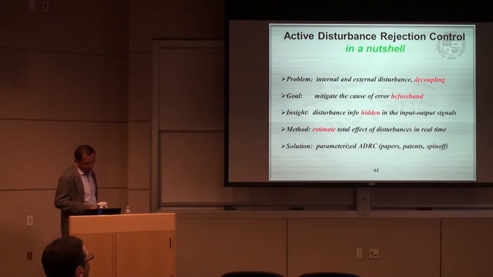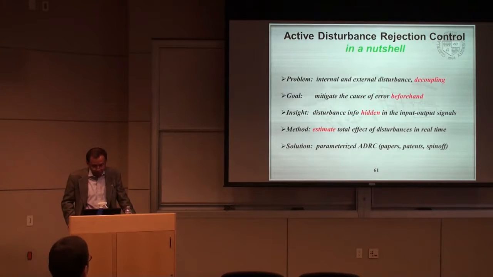So let me put the active disturbance rejection in a nutshell. What problem are we dealing with? We're dealing with internal and external disturbance. Right. And we normally call it disturbance rejection, but that word becomes a little weak. So what we really want to achieve is decoupling. We want, ideally, the disturbance to have no impact on the output. That's our goal. And that's the conviction we inherit from Poncelet, from Shibano, from Han.